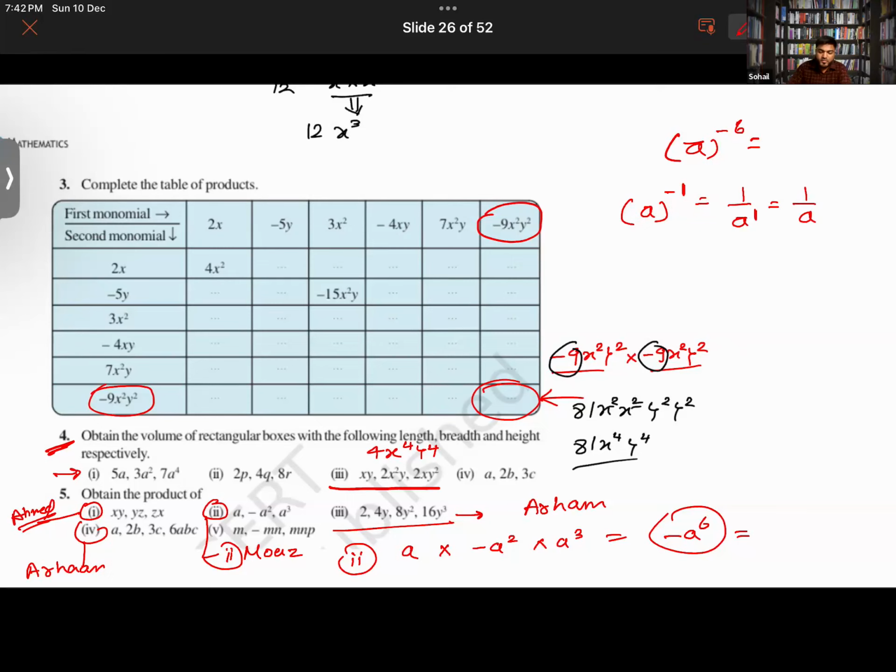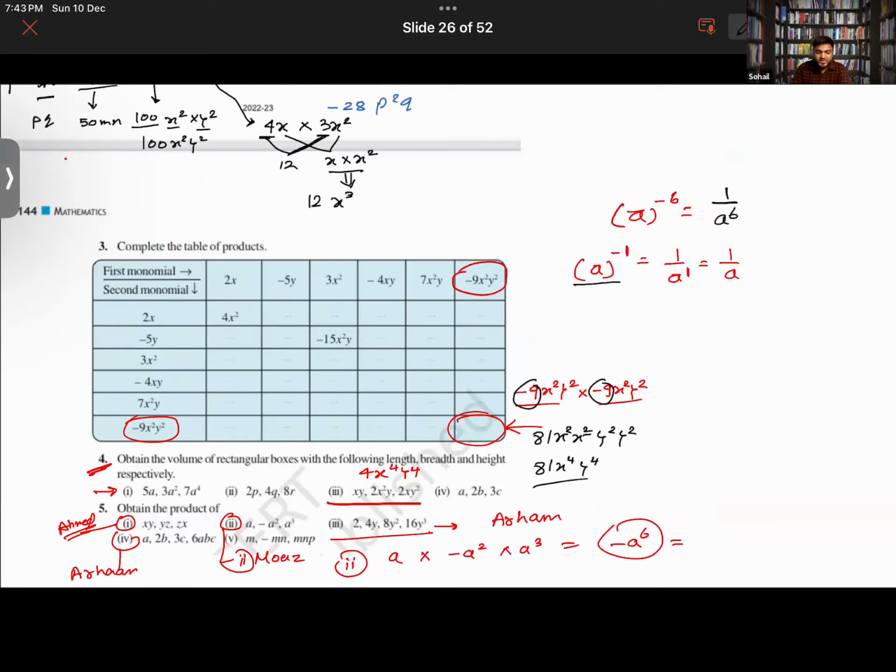No, no, no. You're going in a different direction, Arhan. That's a different thing. See, whenever we have the base a and the exponent is minus 1, when the exponent is negative, a raised to the power 6, exactly, 1 upon a raised to the power 6. This is how you will be representing it. Okay now.